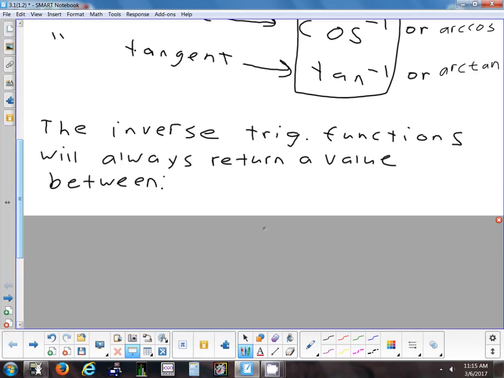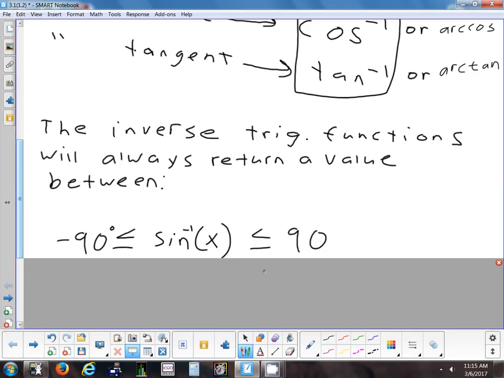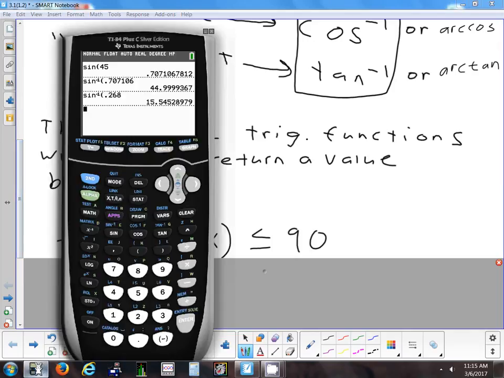So when you press inverse sine on your calculator and hit enter, your calculator has to make a decision. And you'll see why when you look at this chart in a little bit. But sometimes there's more than one answer. And the calculator has to say, well, I can only give one answer, so what am I going to do? Well, anytime you do inverse sine and you hit enter, the number that pops up on the screen is always going to be between negative 90 and positive 90. Always.